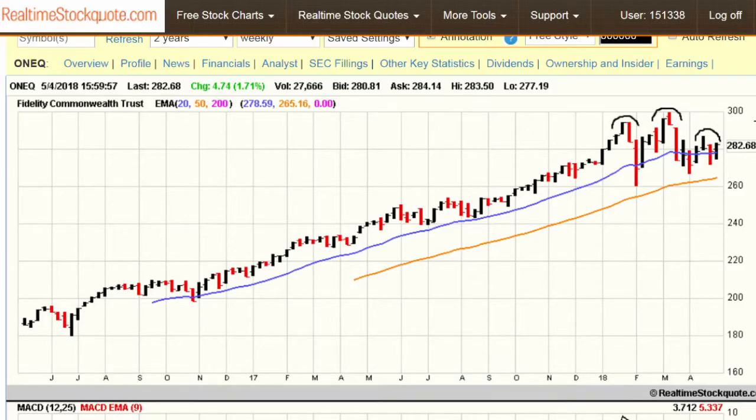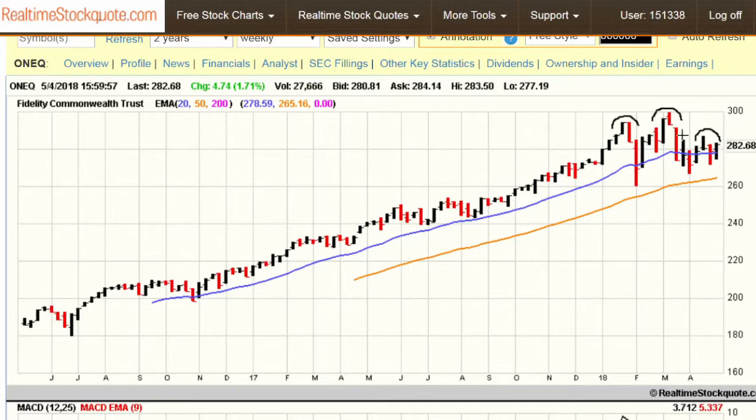And so this chart here is the 2-year weekly chart of the ONEQ, which is the Fidelity Commonwealth Trust, and it's a proxy for the NASDAQ, and it's good enough for our purposes here. So let's just go through this quickly. You can see I've already drawn here the head and shoulders pattern that we've seen before. Now, I have the advantage of an additional week, given that that article was a week old or so. So I have an additional week here of hindsight, but I think once I go through this, you'll see that that is not much of an advantage.